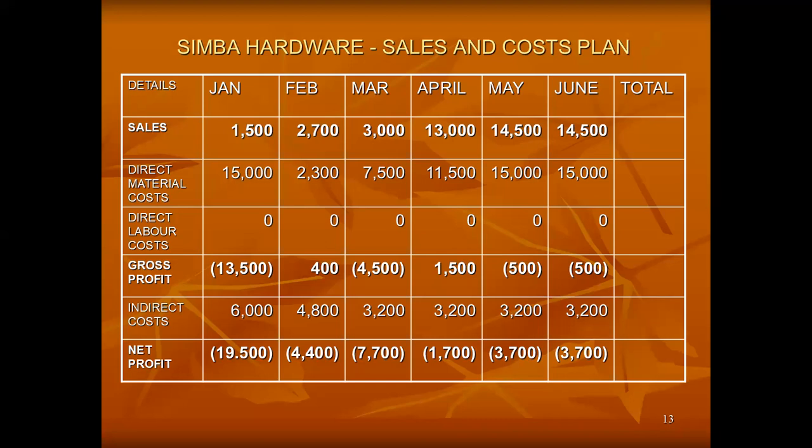And this person did not make profit right from January to June; he still had a loss. But there is a bit of improvement in the last 2 months. If you notice, in the last 2 months he made sales of 14,500, and that was consistent for May and June.